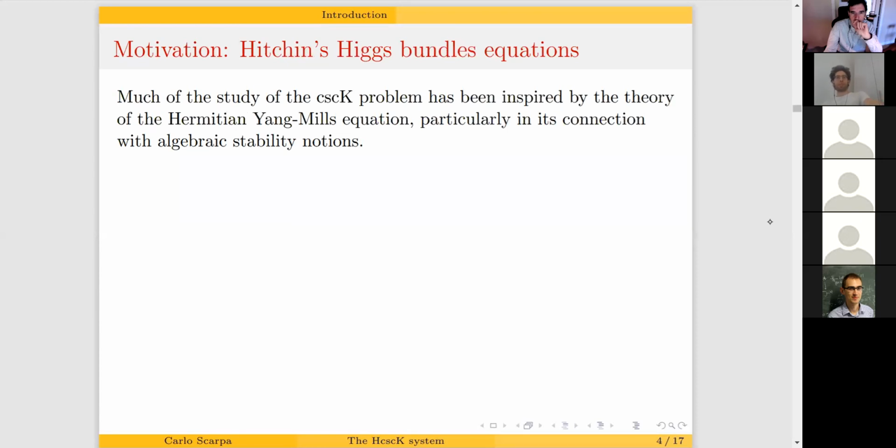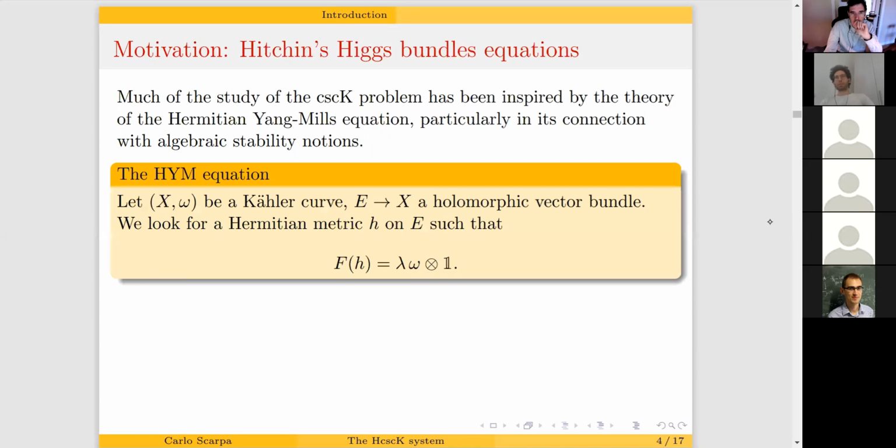So much of the study of the CSCK problem, particularly from this algebraic stability side, has been inspired by the already well-developed theory of the Hermitian-Yang-Mills equation. So let me recall briefly what this equation is. We fix a Riemann surface X with a fixed Kähler form on X and a holomorphic vector bundle on the curve. Now the equation is stated for a Hermitian metric on E, and it's a condition on the curvature of the metric. So we ask it to be proportional to the fixed Kähler form.